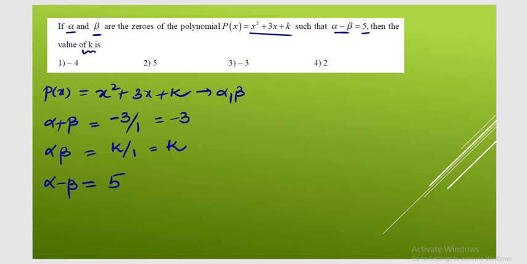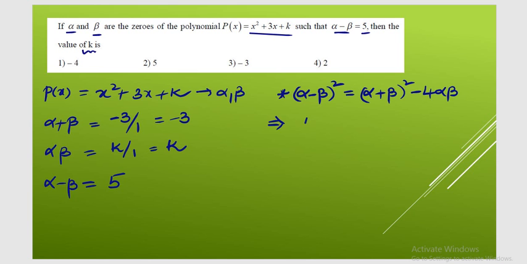We are having sum of zeros, product of zeros and difference of zeros. So when we know sum, product and difference, then we can directly go with one relation. So what is that identity? That identity is nothing but given by alpha minus beta whole square is equal to alpha plus beta whole square minus 4 times of alpha beta. When you are having sum, difference and product of zeros, then you can use this identity, right?